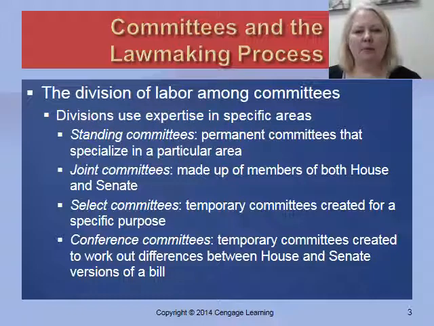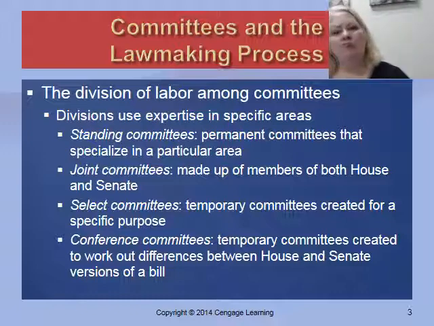So let's talk about division of labor among the committees. We know from the first part of this chapter that our founding fathers established our bicameral legislature, the Senate and the House, so that there wouldn't be one house with more power than the other. That division of labor, the House is responsible for some things, the Senate is responsible for some things, and they work together. The same continues in each one of those legislative areas, the House and the Senate. So they divided the labor among committees in each one of those.